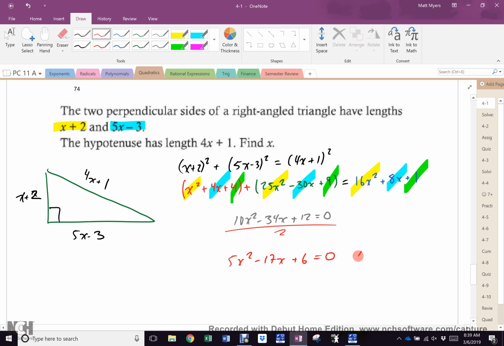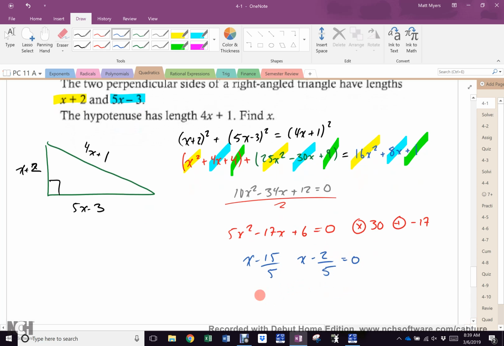Find something that multiplies to 30 and adds to negative 17. What is it? Negative 15 and negative 2. X minus 15 over what? 5. And x minus 2 over what? 5.